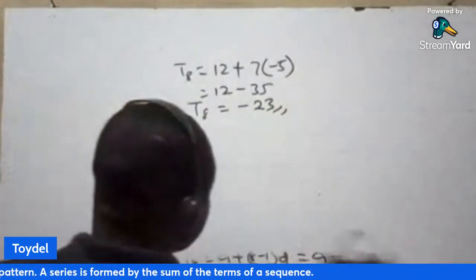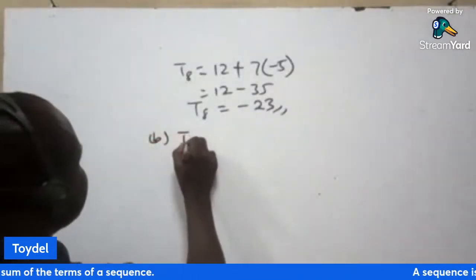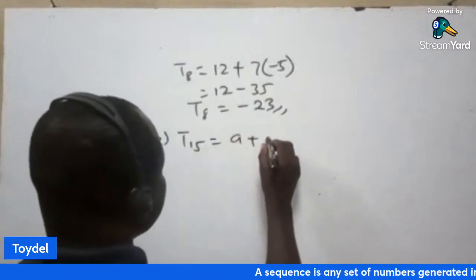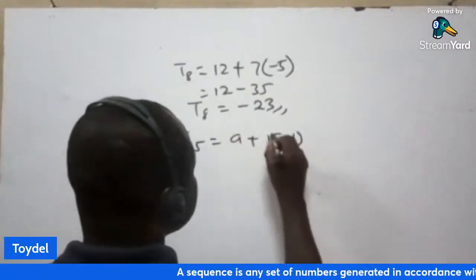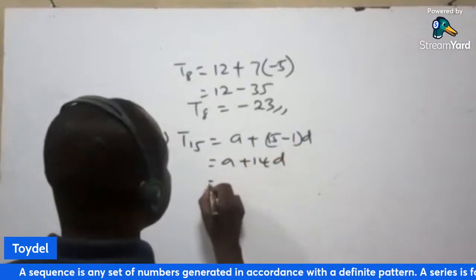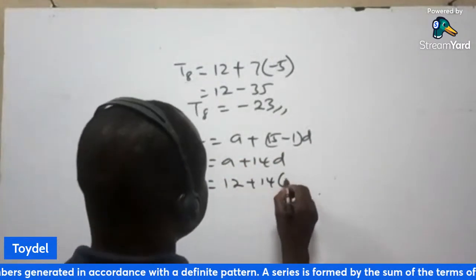That's the 8th term. Then we are asked to find the 15th term, T15. If we apply the formula, a plus 15 minus 1 d, and that will be a plus 14d. So a is given as 12 plus 14 into brackets, then d is minus 5.